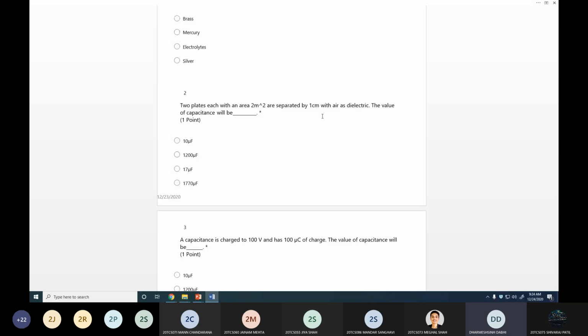So you know the value of A. Here the area of each plate is given as 2 meters square. So two plates, how much area? 4 meters square. So the value of area is 4 meters square, and the distance is 1 centimeter. So convert into meter: 10 raised to minus 2. So your answer is 1770 microfarad. All of you calculate this value.